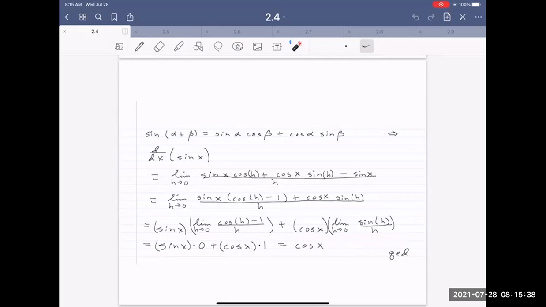Well, as h goes to 0, (cosine h minus 1) over h goes to 0. As h goes to 0, sine h over h goes to 1. And so sine x times 0 is 0, and cosine x times 1 is cosine x. So this is equal to cosine x, and that's what you wanted to show.